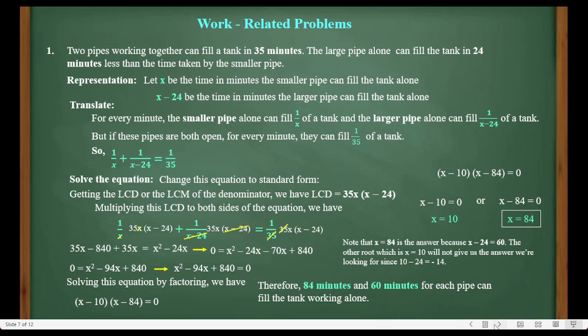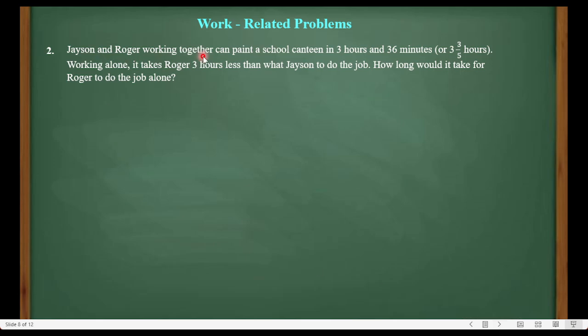Okay, so next, for our second problem under work-related problems: Jason and Roger working together can paint a school canteen in 3 hours and 36 minutes. That is equivalent to 3 and 3/5 hours. Working alone, it takes Roger 3 hours less than Jason to do the job. How long would it take for Roger to do the job alone?